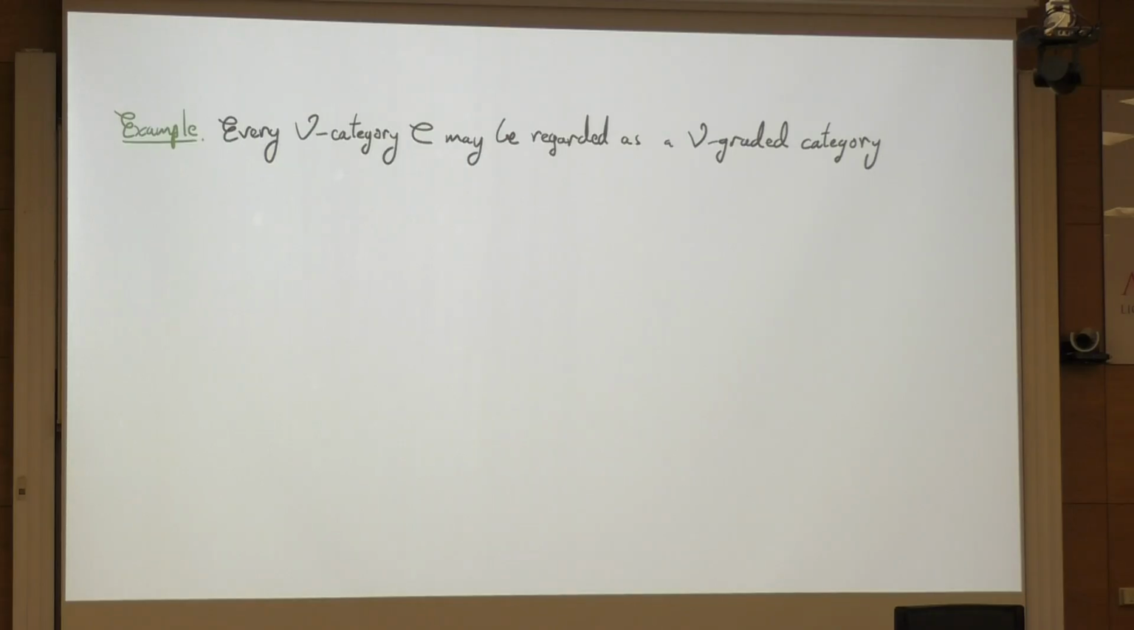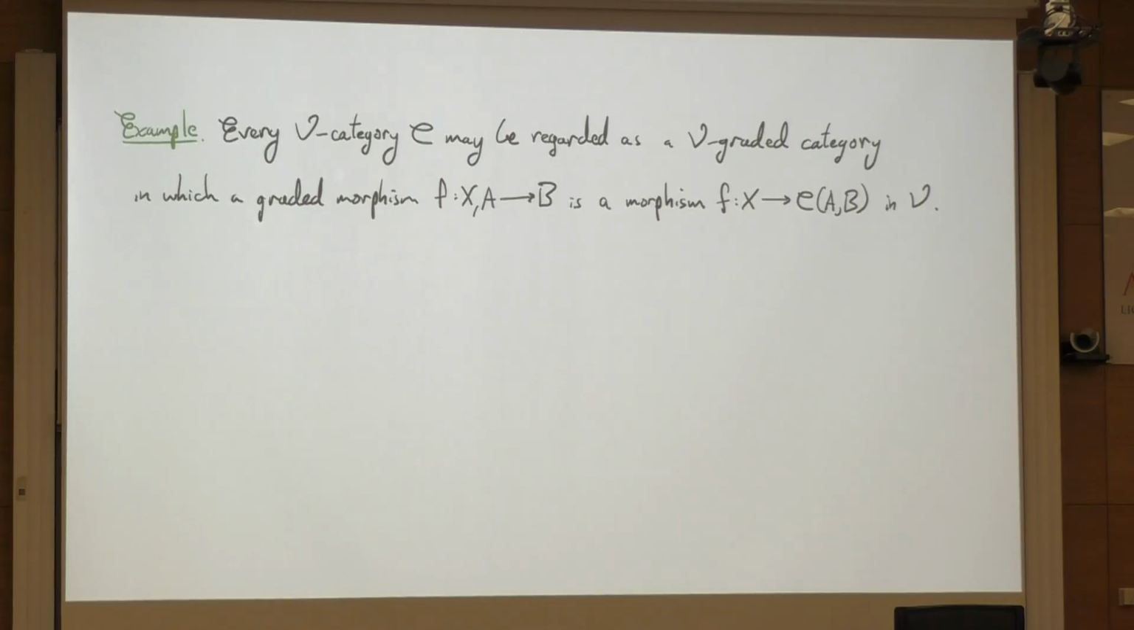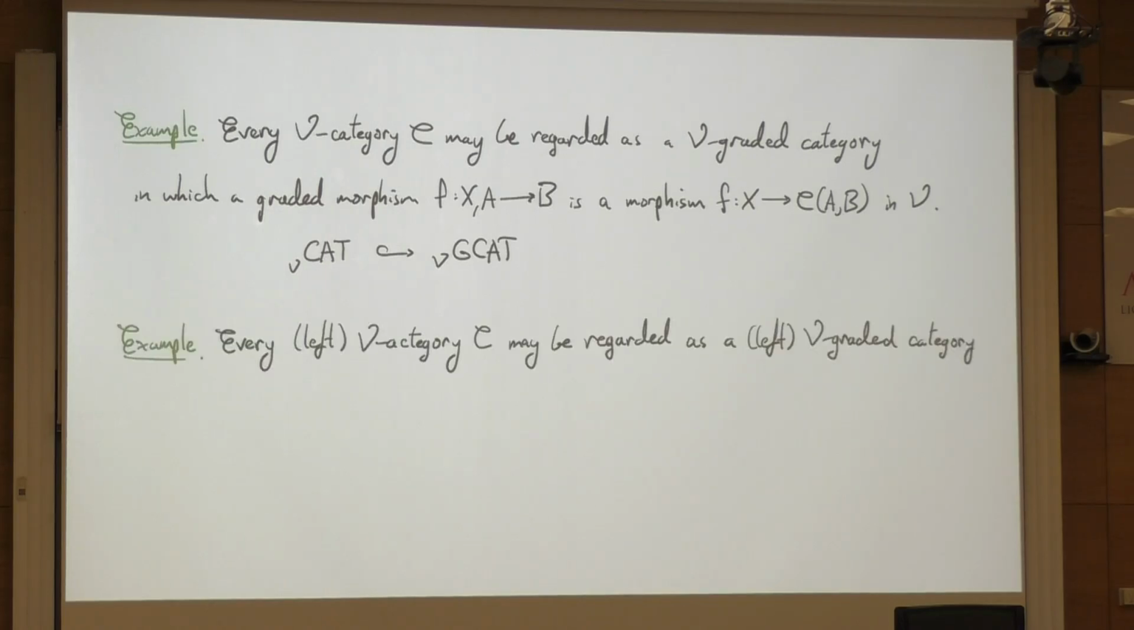So for example, we have the following extremely important two classes of examples. Every V category, V-enriched category, may be regarded as a V-graded category. And how do we do that? So it's a V-graded category in which a graded morphism of the given form is defined to be a morphism F from the grade X into the Hom object, script C(A,B), in V. So this is a morphism in V. And this gives us actually a fully faithful two-functor from the two category of V categories into the two category of V-graded categories.